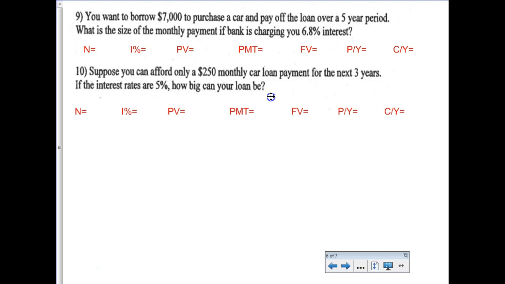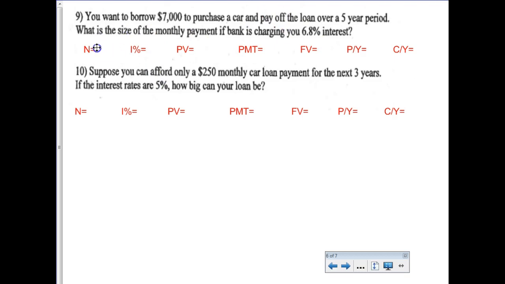All right, you want to borrow $7,000 to purchase a car and pay off the loan over a 5-year period. It's very standard for a car, 5-year. What's the monthly payment going to be if your bank account that's loaning you is going to charge you 6.8% interest? Now, I will tell you, that's a really high interest rate, but car loans are usually higher than home loans, so keep that in mind. All right, sometimes you get 0.